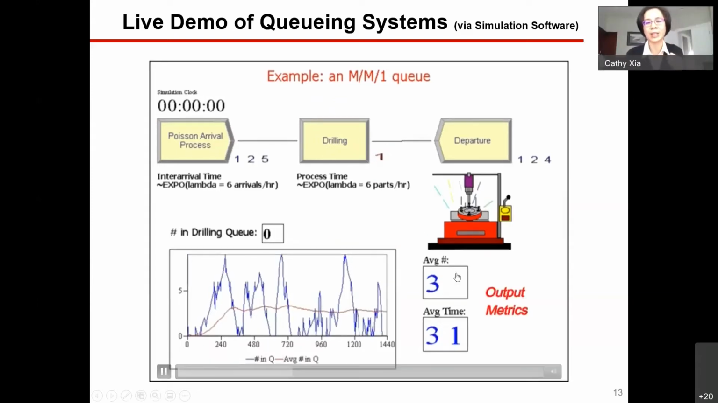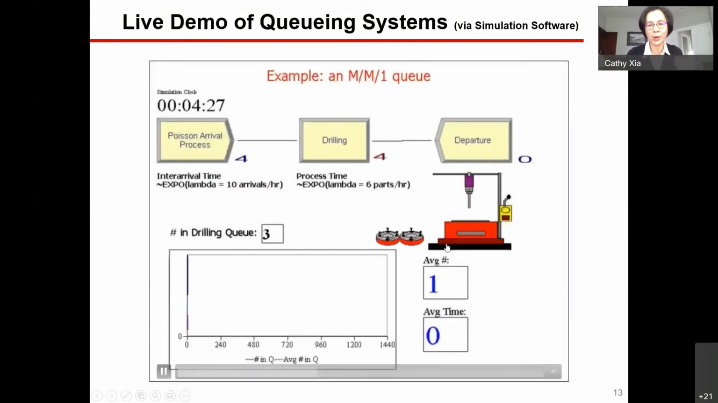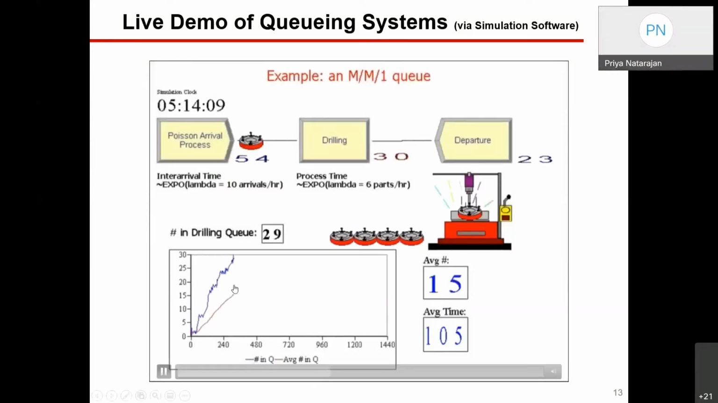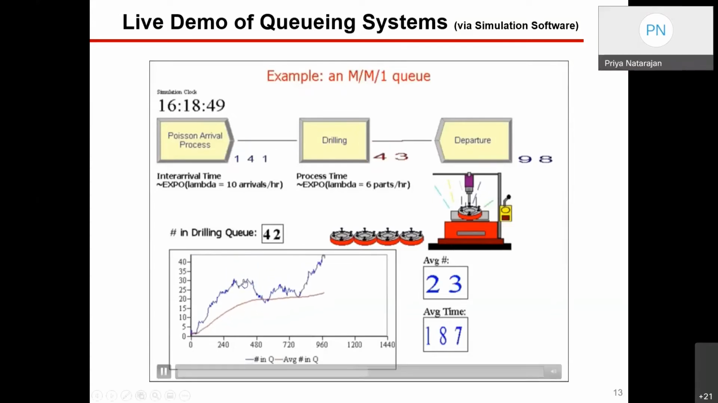So this one is basically, what if we make the processing speed faster? And the other one is, what if the arrival rate is faster? Yes, so this first scenario is, what if the arrival rate is faster? How does this change the queue length?